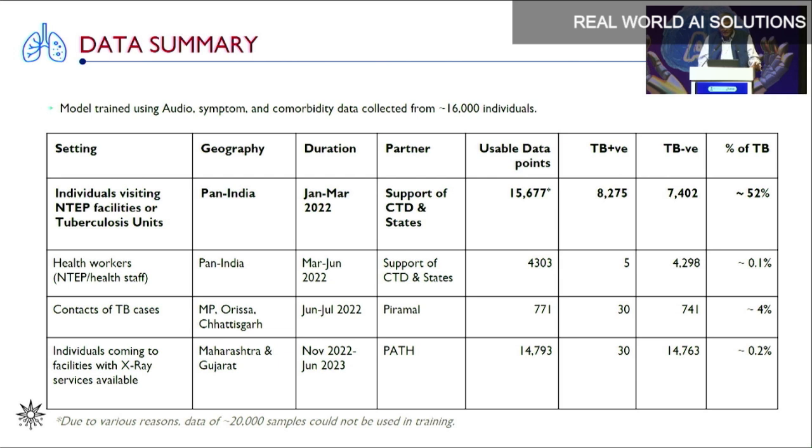This is some data that was used for training the model. I don't want to go into the details here, but essentially we took the help of the Central TB Division. They were very kind to us, and we got data from 16,000 individuals across TB facilities across the country, including TB health workers. So we were very fortunate to get this data. We don't have much data from the community as such, and that's really the gap right now that we are trying to address.